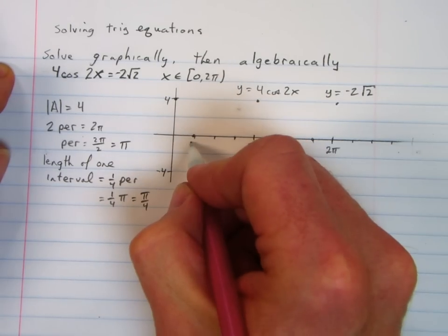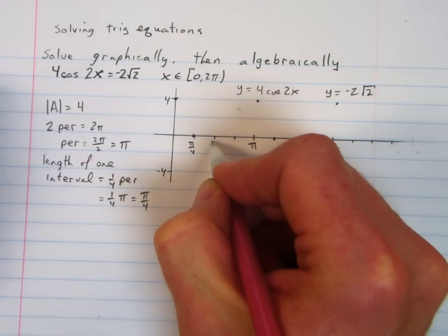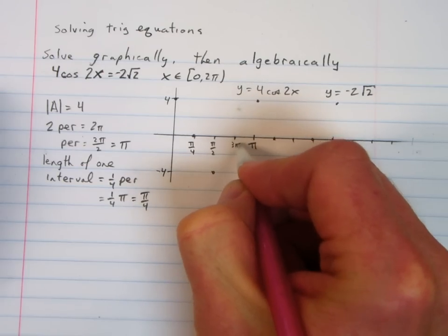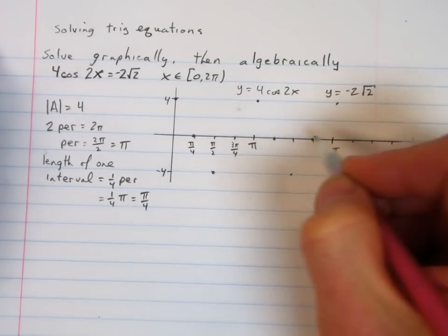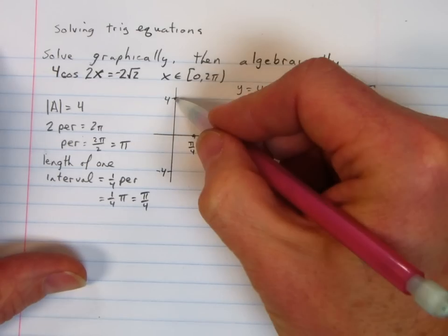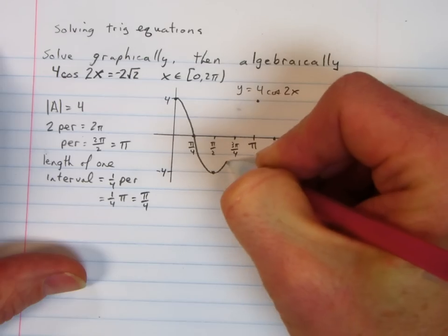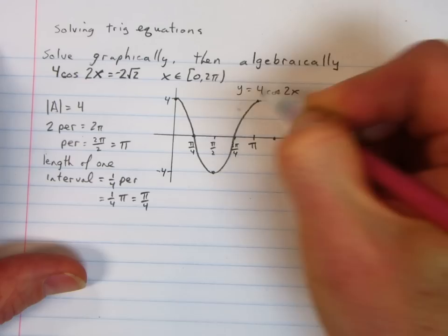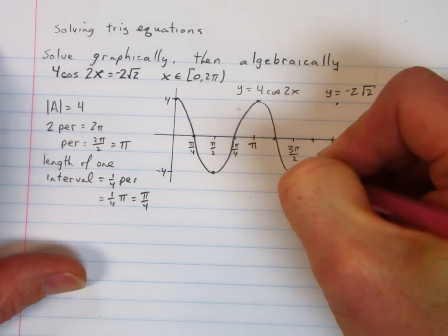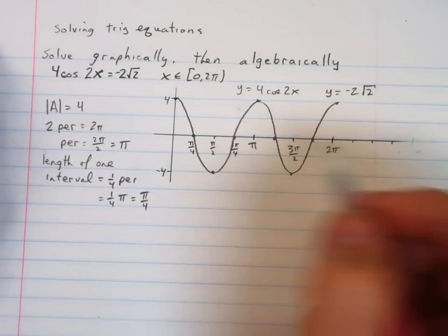I forgot to label these numbers. This will be pi over 4. The next one will be 2 pi over 4, which reduces to pi over 2. The next will be 3 pi over 4. And then we have pi, and we can label this one here as 3 pi over 2. At this point, we just connect the dots as best you can, trying to do your best to keep that as a curve going through.